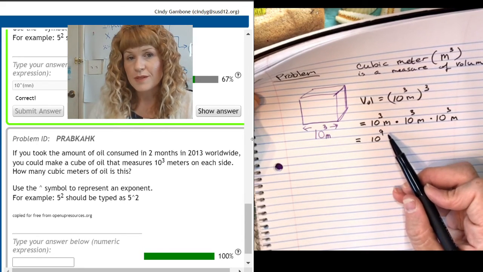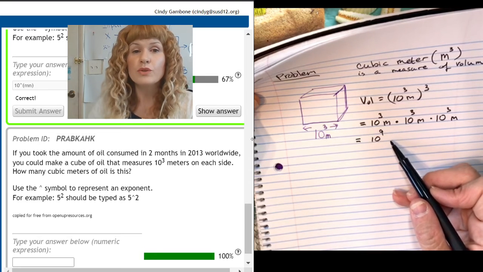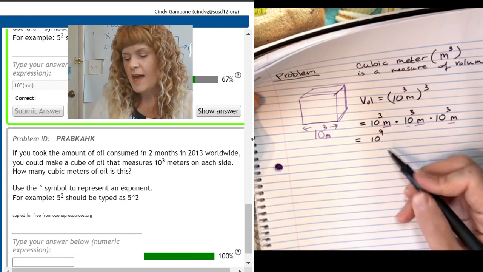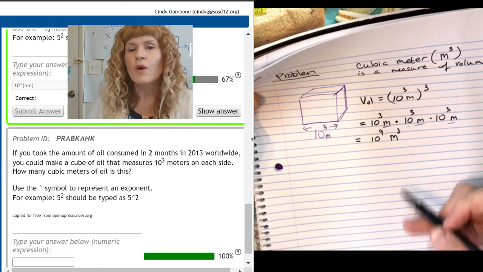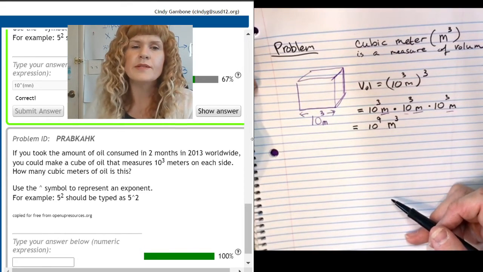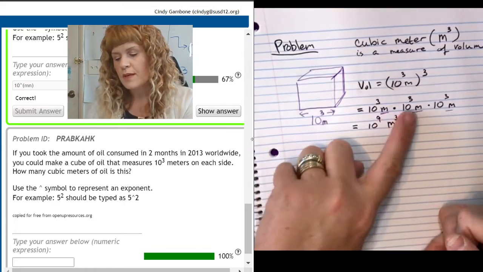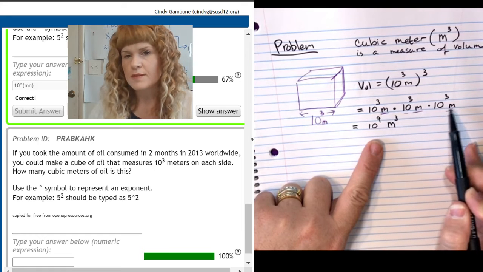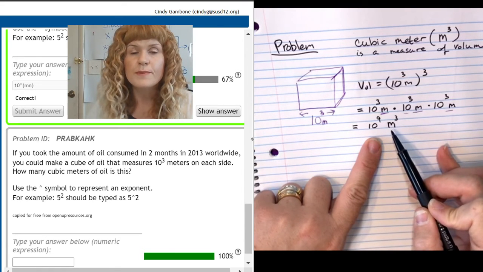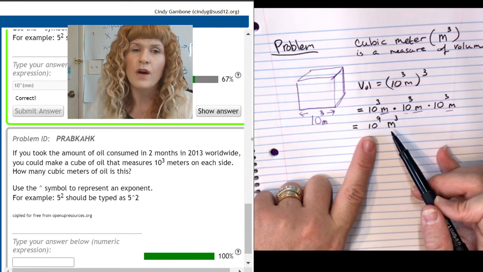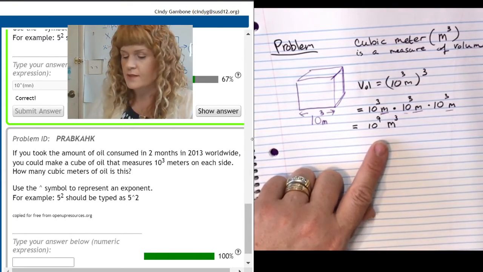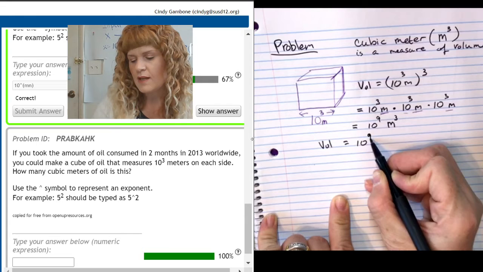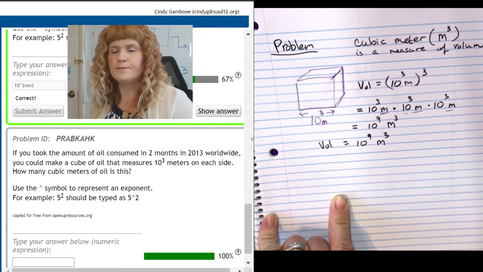But what about the meters? Do I just write meters? No, now it's cubic meters. Let me show you. Meters times meters times meters, that is cubic meters. When you look at the units this way, it's called dimensional analysis, where you keep the units all throughout your calculation. So if I have meters times meters times meters, that gives me meters cubed, and I know I have an answer for volume because it even shows me the units are correct. So the volume of oil equals 10 to the ninth cubic meters.